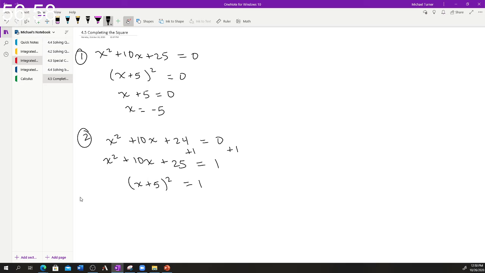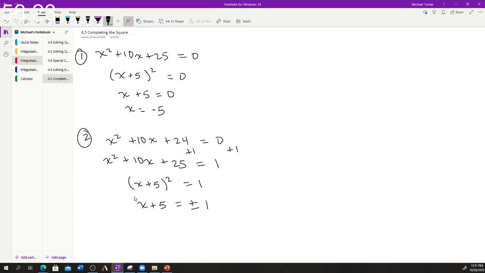For instance, if I wanted to find the vertex, if I move that 1 over to the other side, then I know my vertex is (-5, -1), right? H comma k. But we're trying to solve. We're trying to find the x-intercepts. So what we're going to do instead, just like we did in number 1, now that I have a single term on both sides, I'm going to take the square root. Square root and square cancel out. And the square root of 1, remember there's always 2, is plus or minus 1.